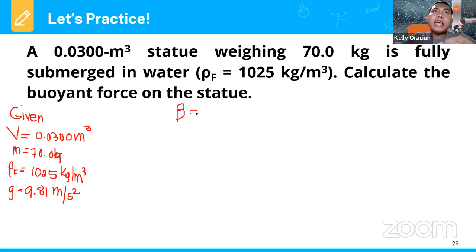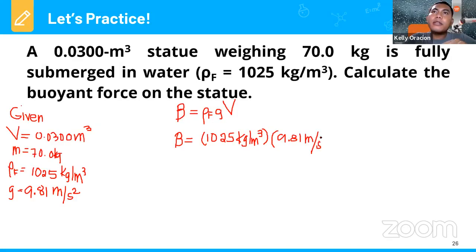The buoyant force is equal to the density of the fluid times acceleration due to gravity times volume. There is no mass in the formula, so we won't include it. The 70 kg is just a distraction. So buoyancy is equal to the density of the fluid, 1,025 kilogram per cubic meters, times the acceleration due to gravity, 9.81 meter per second squared, times the volume, 0.0300 cubic meters. Please multiply without applying significant figures.